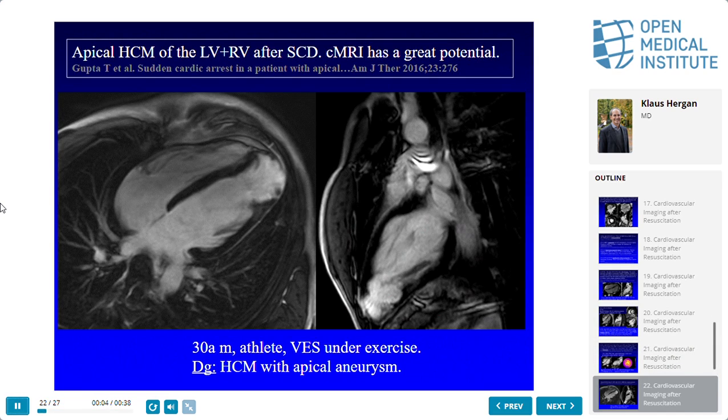This is quite another interesting case. In some patients suffering from hypertrophic cardiomyopathy, you can get an aneurysm in the apex. These patients usually have late enhancement at the edges of this aneurysm, and they develop arrhythmogenic problems, ventricular extrasystoles and so on under exercise. And this was an athlete, a very young one. He had this aneurysm, so he had to stop doing sports, and he got an ICD because of that.